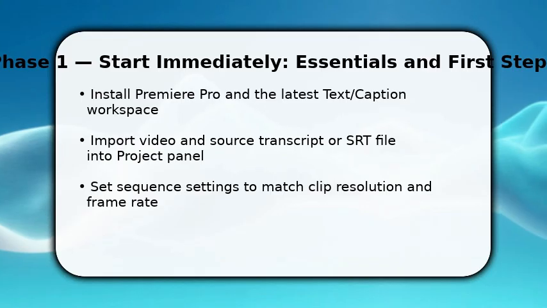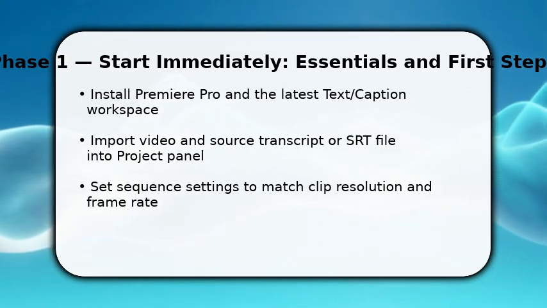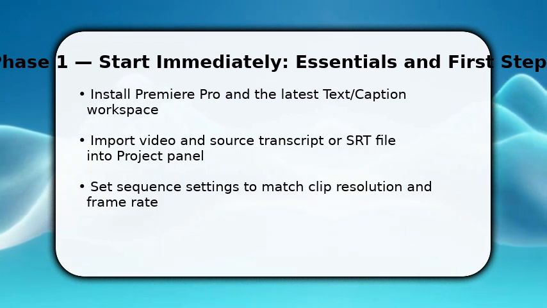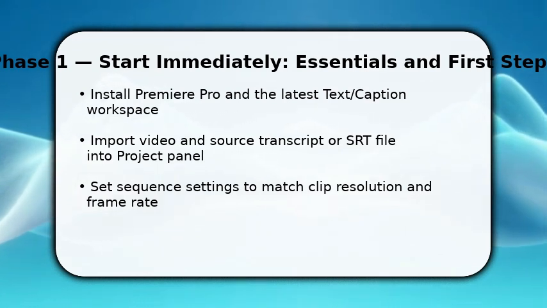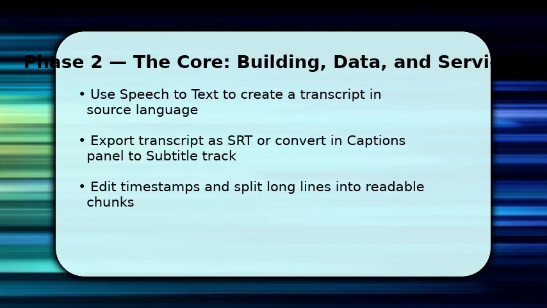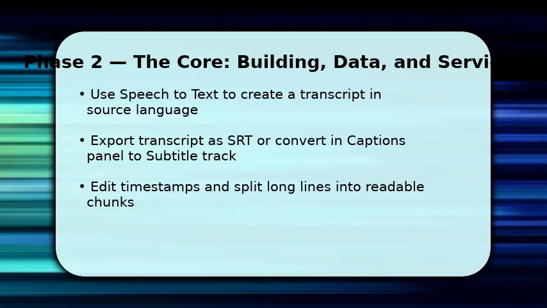Begin by placing the clip on the timeline and locking track heights for accurate timing. This prevents misalignment when you add captions. Next, run speech-to-text and create a transcript from the clip. This gives timecodes and text you can convert. Once the transcript is complete, click Create Captions to make a subtitle track.